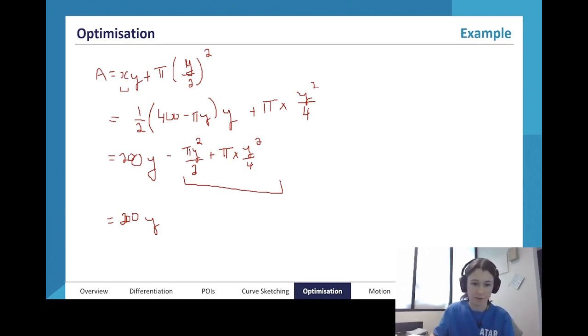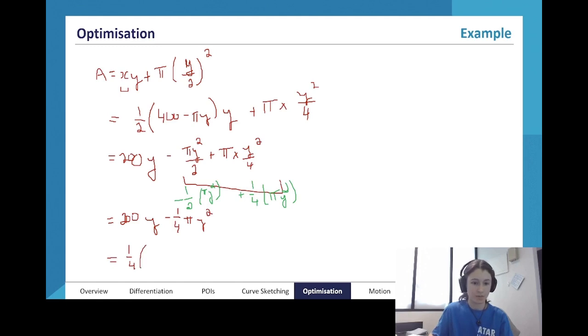So kind of what we have here is negative a half outside of pi y squared plus a quarter of pi y squared. So the pi y squared are the like terms, and then we can just do our algebra to combine them together. That's what I'm talking about there. So if we have negative a half plus a quarter, we are going to have negative a quarter pi y squared.